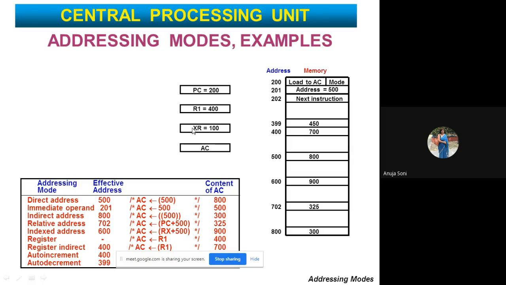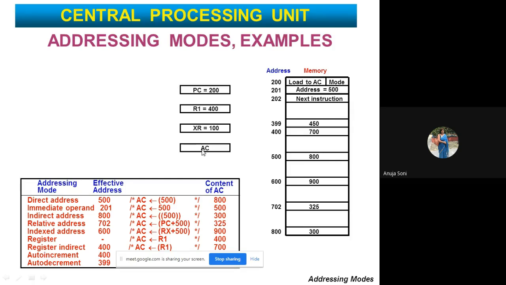XR stands for the abbreviated form of your index register, right? And it is again being used in order to calculate the value of your effective address as per the definition of your index addressing mode. And then AC stands for your accumulator register.